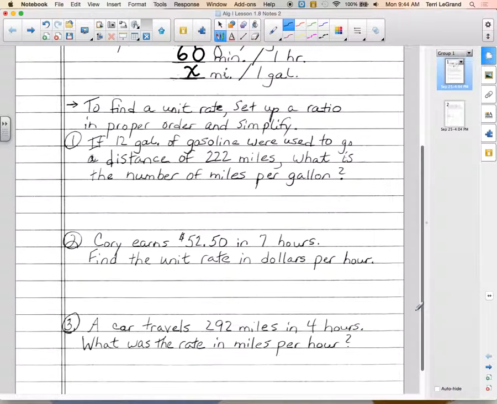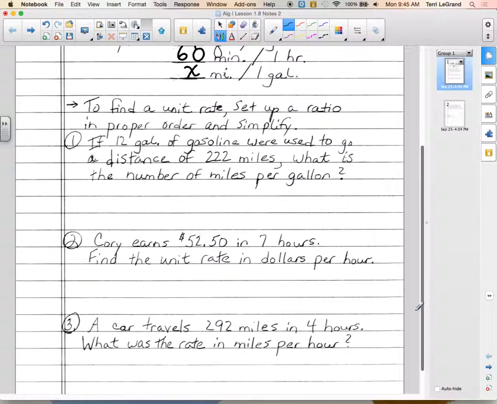To find a unit rate, set up a ratio in proper order and simplify. So again, we want to make sure that we talk about it correctly. We just said if you're getting paid by the hour, first of all, we don't talk about how much you get paid for every 3 hours. We talk about how much you get paid every hour. And we don't say, for every 1 hour, it's this many dollars. We say this many dollars per hour. So we want to set the comparison in the way that makes sense.